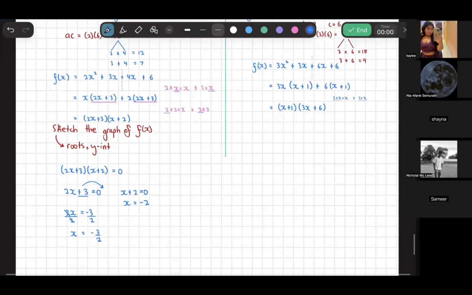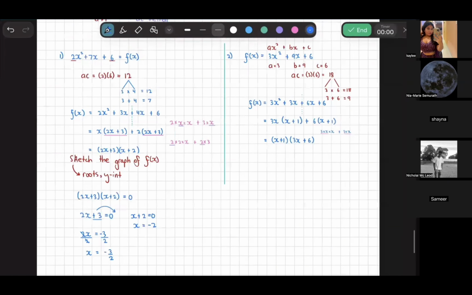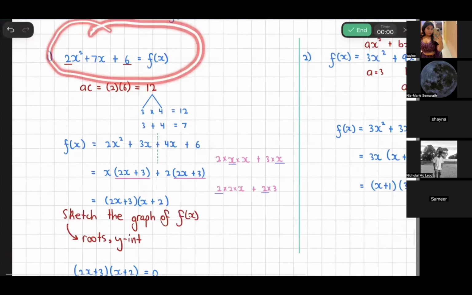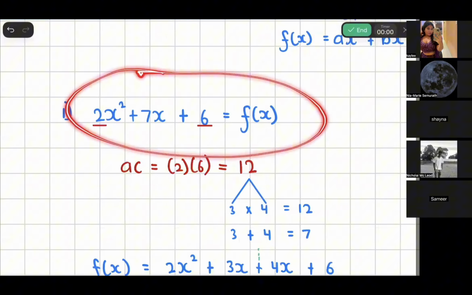Could somebody tell me what the y-intercept for this quadratic would be? For this quadratic over here, what would the y-intercept be? Can anybody look at this and tell me what the y-intercept would be? 6. Do you all agree? Yes, sir. Okay, if you forget, at the y-intercept, what is equal to 0? Anybody remember? X. So at the y-intercept, we know that x is equal to 0.